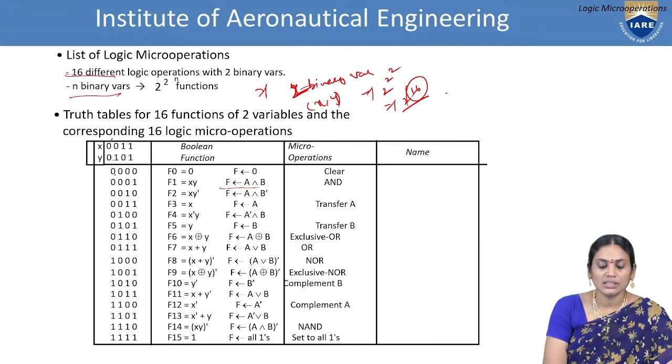Now let us consider the same case, 0, 0, 0, 0. So here F0 equals 0, which means that F0 does not have any operation. We call it a clear. Next one is F1 equals x dot y, because we are performing the AND operation here. So we have the operation a and b. So this is AND. Next one is x and y bar, which equals a and b bar.